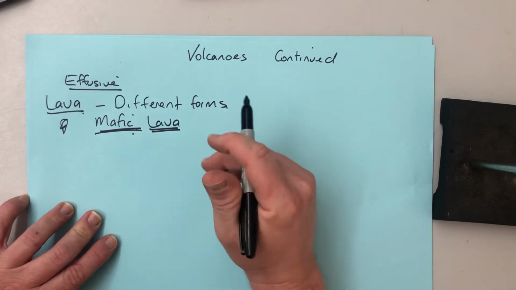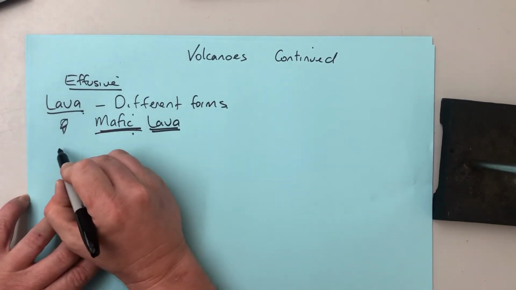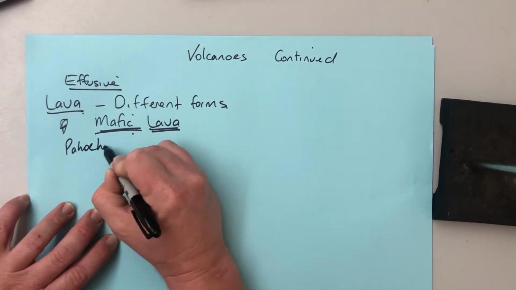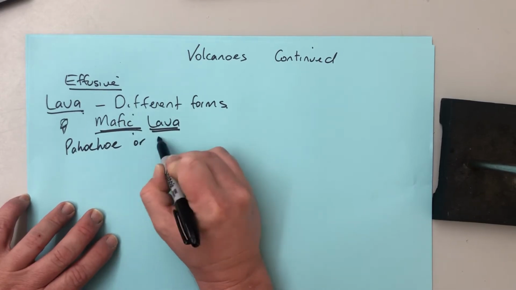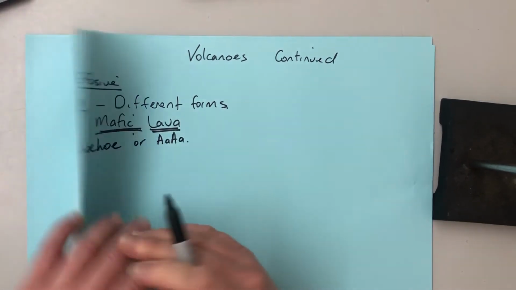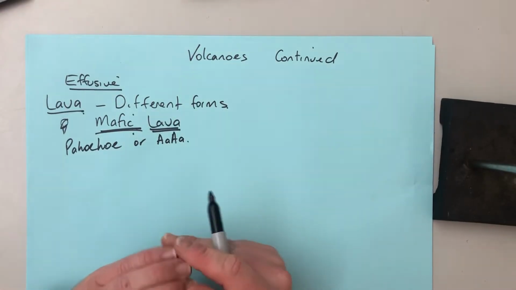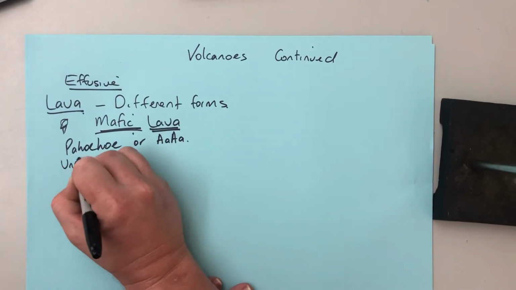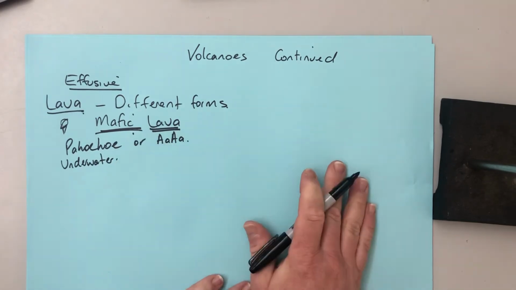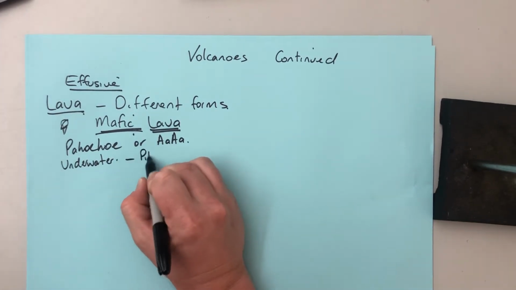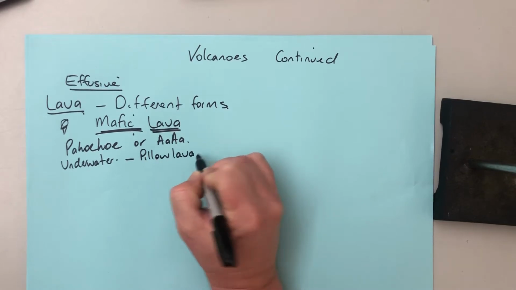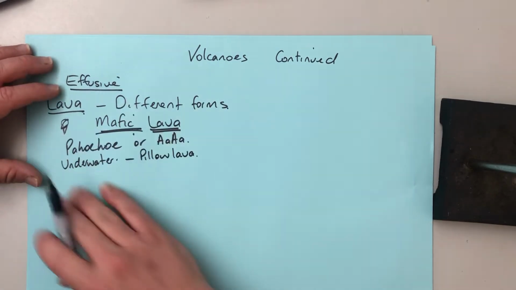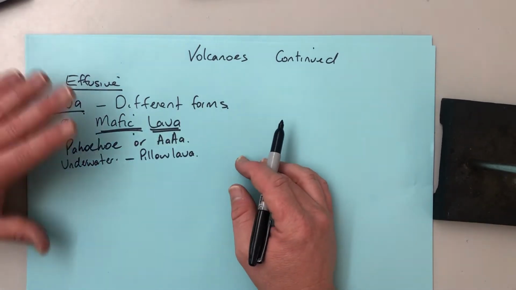Now, our mafic lava comes in 2 forms that we really know well, and that's called pahoehoe and aa. But there is a 3rd type of mafic lava, and it's one that forms underwater. And this is a pillow lava. So it's a basaltic lava, or mafic lava, or basic lava, if we're going to call it that.